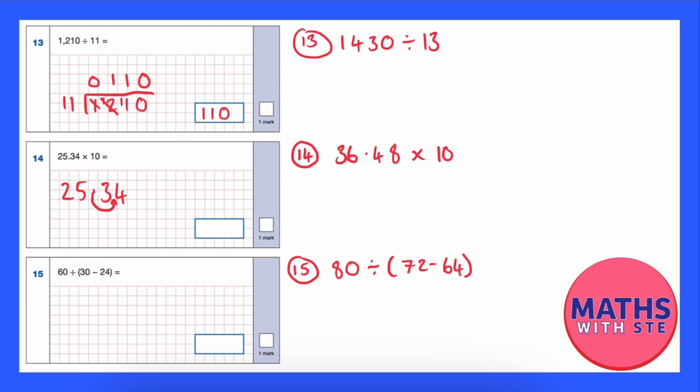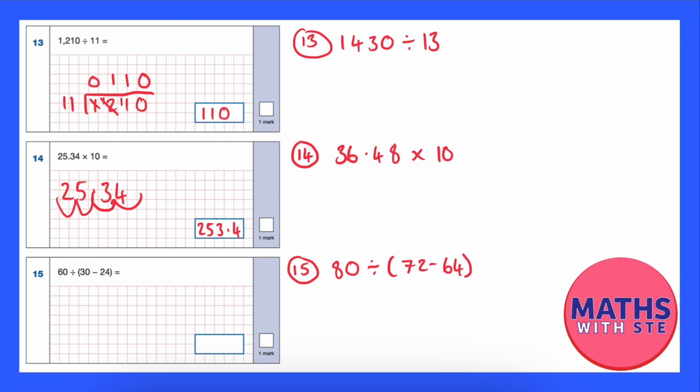So that will make 253.4, with the point in its new place. Now obviously if it was times by 100, it would go 2 places. If it was divided by 10, it would go back that way. Divided by 100, back twice. Okay, so just remember that.